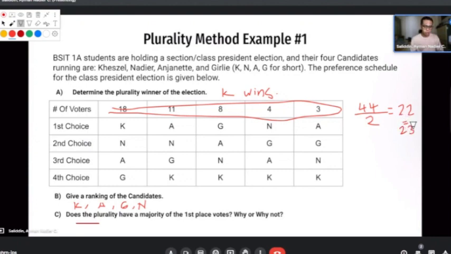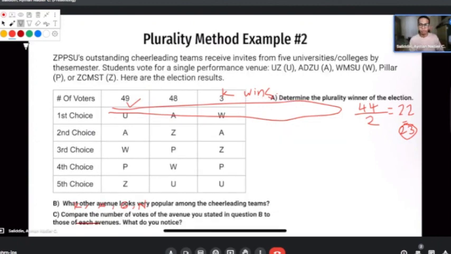Now, this number, 23, is our majority. But with Kaisal, we only have 18. But she's still the winner because that's how the plurality method works. It doesn't matter if you have the majority of votes or not. Let's go ahead and give you guys another example. Let's go ahead and erase our writings here.